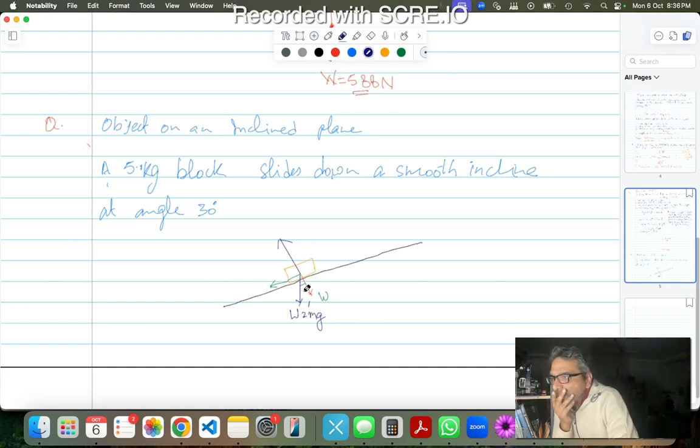So this is the theta, right? So the theta is going to be 30-degree. This is going to be the cos theta, and this is going to be the sine theta, right? So this is W, this is W cos theta, that is reacted to the normal, right?